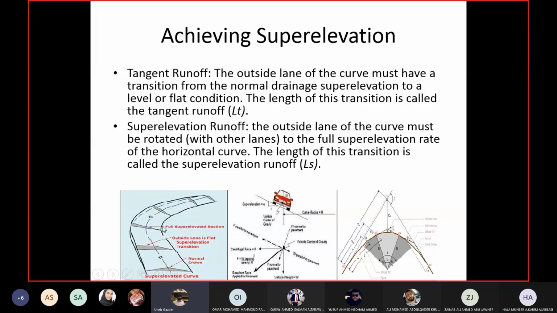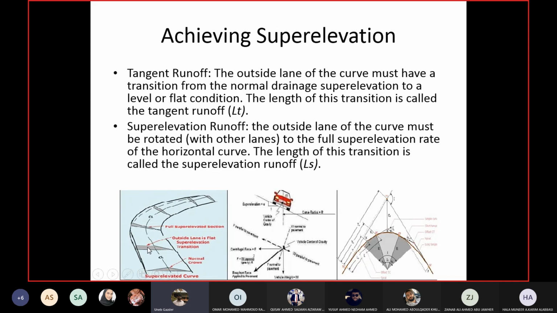So this is the curve now. When the driver is here, the curve should start from here when the road is at super elevation. The curve should start here when the road is at full super elevation. From normal to flat, the tangent runoff happens on the tangent.